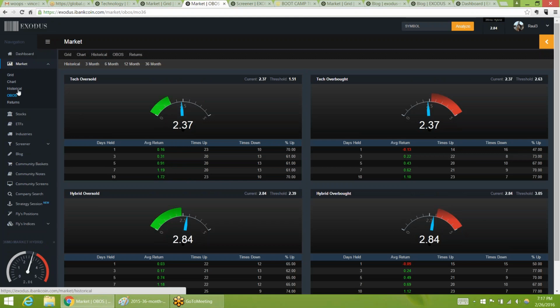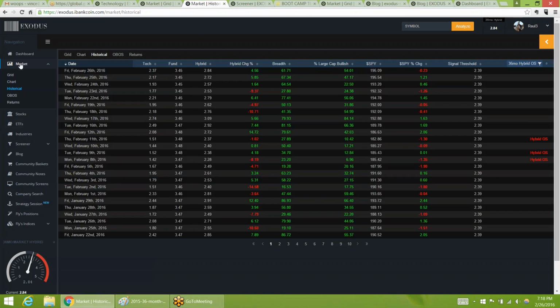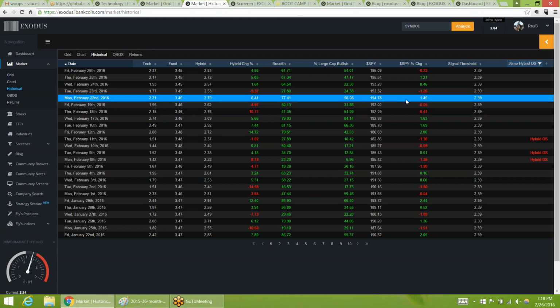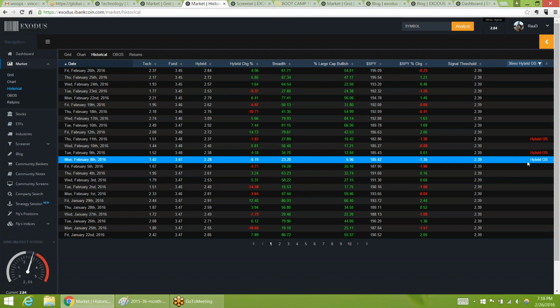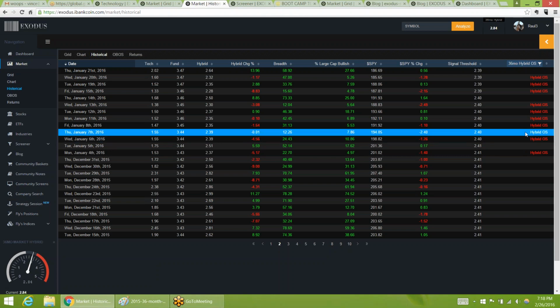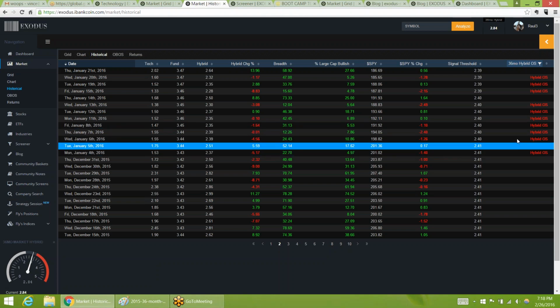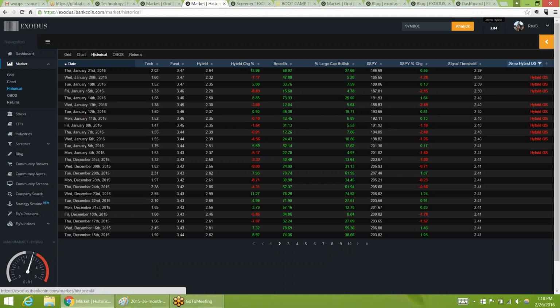So if we want to see when the historical flaggings have been, we can click this historical page on the market link here in the navigation pane. It's going to give you this screen. And on this screen, you can see on the last column on the right when the last times were that we flagged hybrid oversold. So look at this. Let's go back a page more. So this right here was the beginning of the year. And you can see this thing was flagging hybrid oversold almost every day on the 36-month.